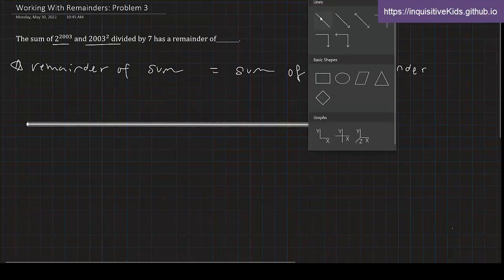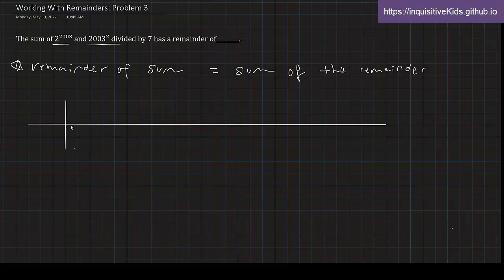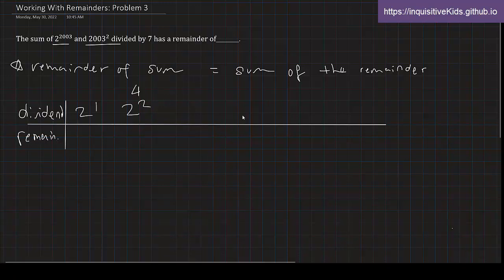So this top row is going to be the dividend. So what's the big number we're dividing? And this bottom row is the remainder. So first I have 2 to the first power, which is 2. 2 divided by 7 has a remainder of 2.